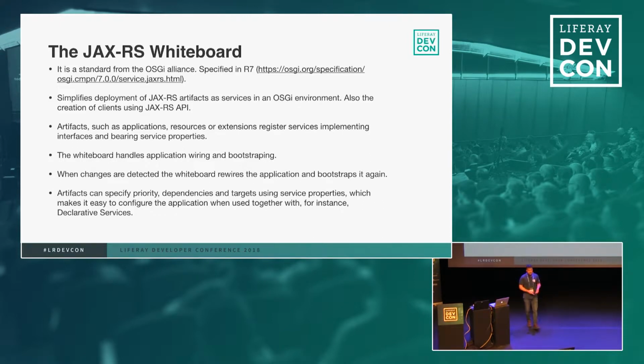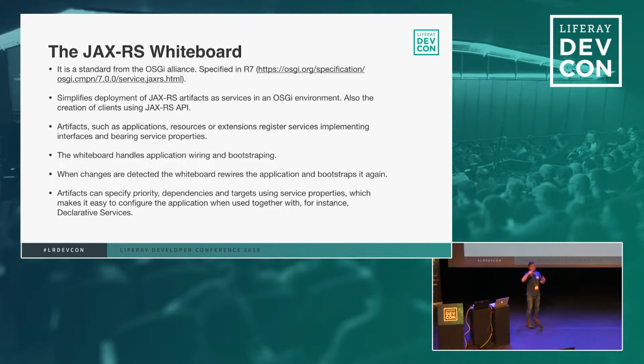Artifacts can also specify priority, which is a nice thing, so you can replace any artifact that is in the system with your own. They can also specify logical dependencies. This is a higher level of dependency specification, higher than declarative services, for instance.